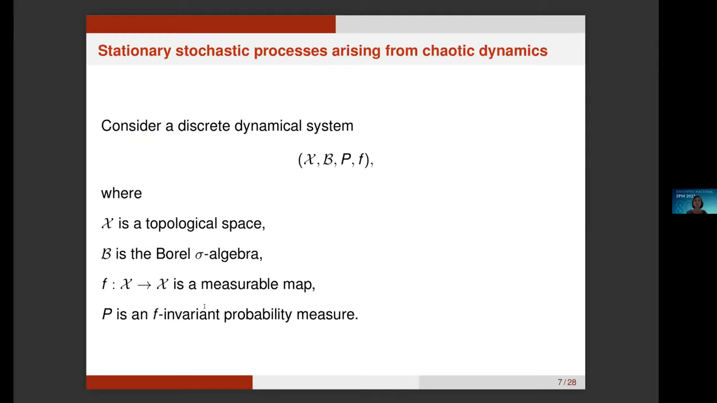Now, we will consider stationary stochastic processes arising from dynamical systems. For that, we consider a discrete dynamical system, (X, B, P, F), where X is a topological space, B is the Borel sigma algebra, F is a measurable map, and P is an F-invariant probability measure.